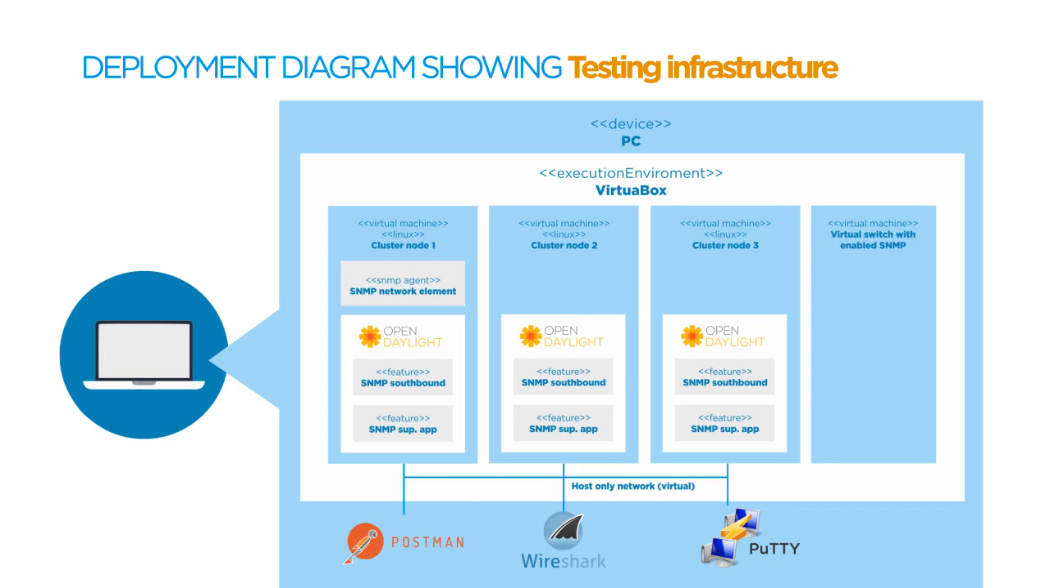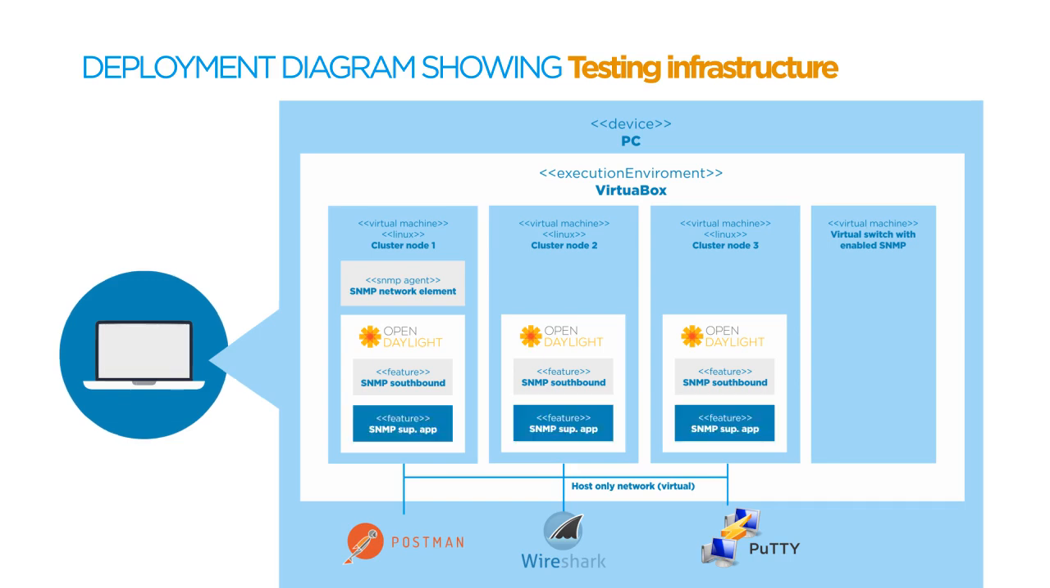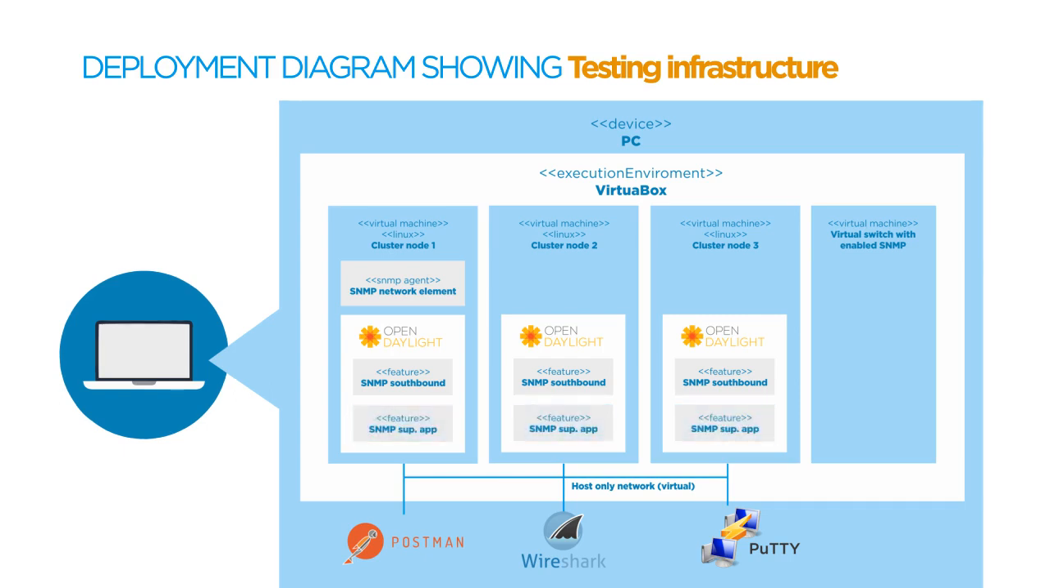Part of the SNMP Southbound plugin is a support application, and its purpose is to aid the Robot Framework by providing additional information that can't be retrieved through RESTCONF. Information like Mountpoint type, published notifications, and low-level cluster state. For packet capturing, Wireshark, PuTTY for accessing the Karaf console, and of course Postman for accessing the data store and Mountpoints through REST requests will be used.